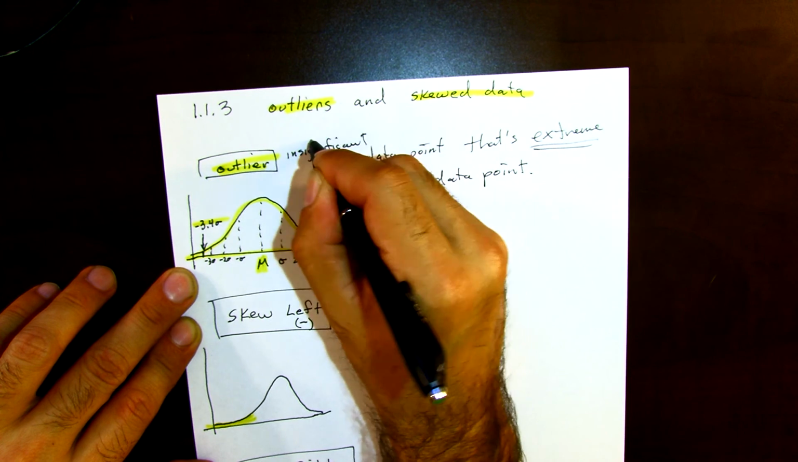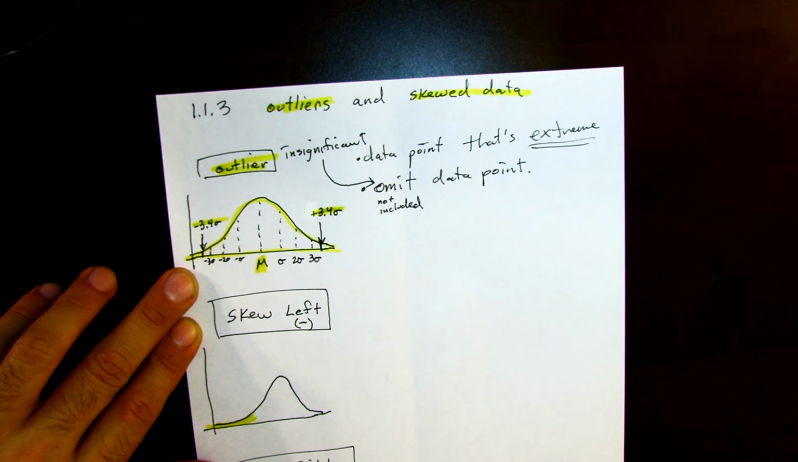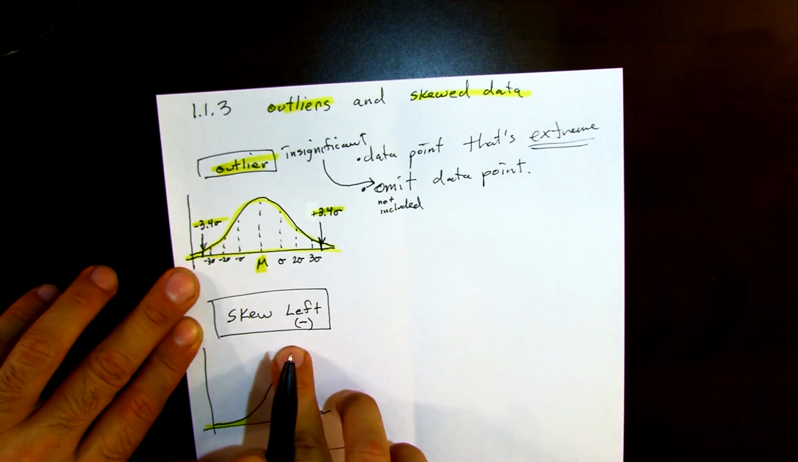So if we omit outliers, we're going to call them insignificant. Why? Because we're going to omit it. We're not going to include it. Anything that is way outside of the data I'm collecting, I can say it's insignificant because it's just way too far out. It's so different from everybody else that we're not even going to count it. Otherwise, we'll get these skewed situations down here.